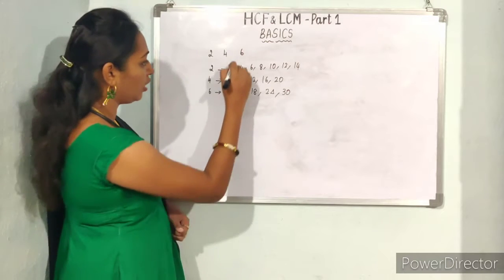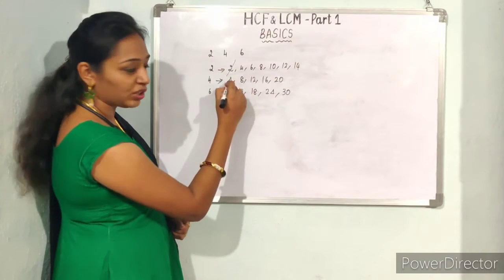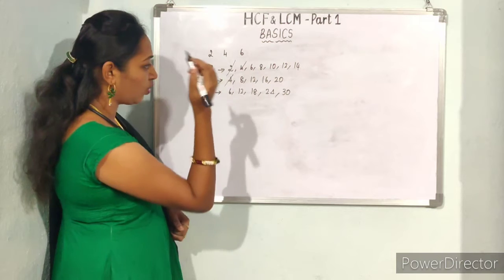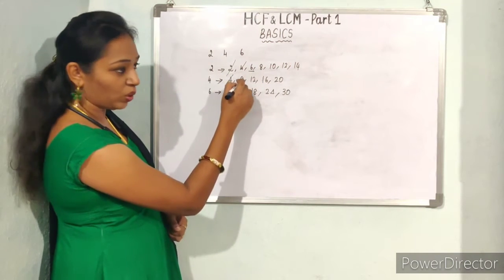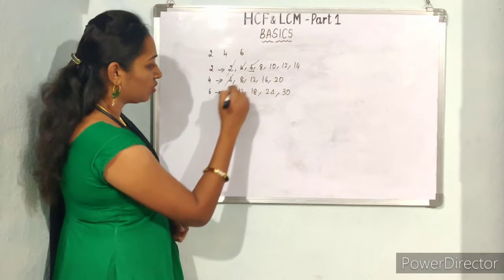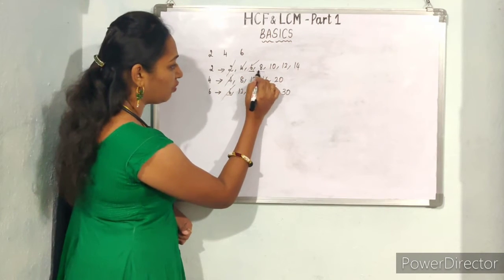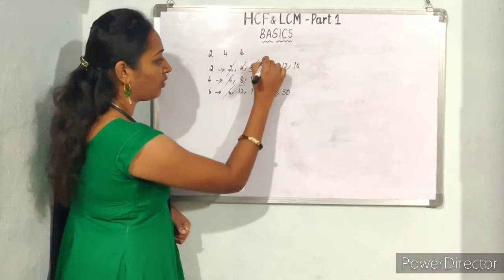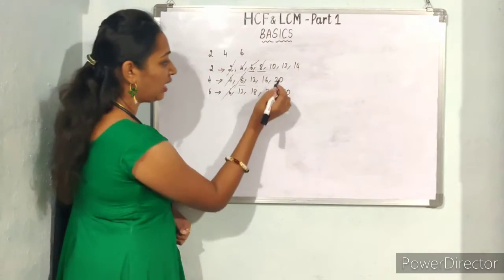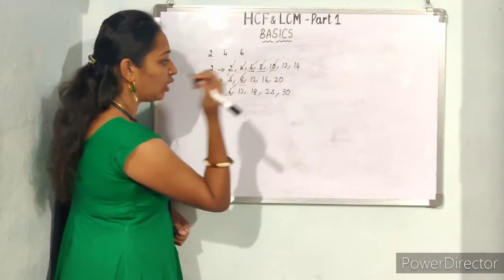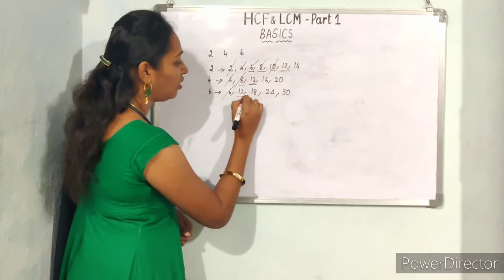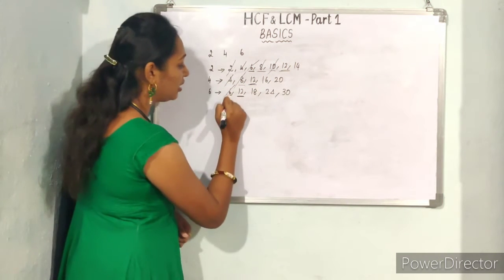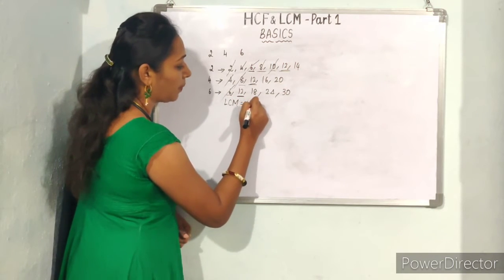2, is it available in 3? No. 4 we have only in these two places, here we don't have it, so 4 also gets cancelled. Now look, 6 we have here and here, but we don't have it in the second one, so 6 gets cancelled. Next 8, we find 8 here and here, but we don't have 8 here, so that also gets cancelled. 10 we have only here, so that also gets cancelled. Now see here, 12 you can find here, here, and here. So that is the least common multiple.